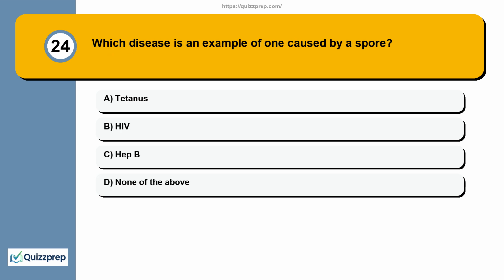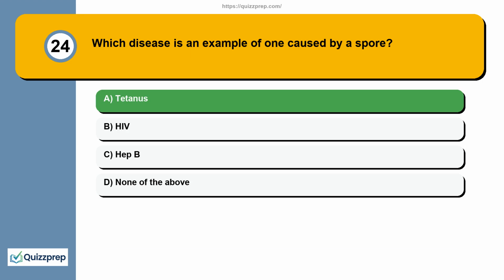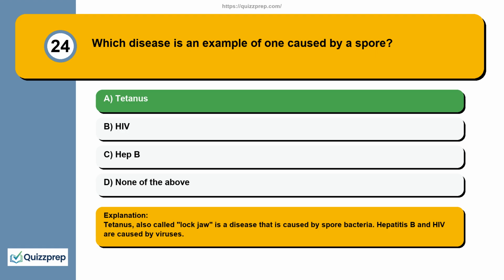Question 24. Which disease is an example of one caused by a spore? Tetanus, HIV, Hep B, none of the above. Tetanus, also called lockjaw, is a disease that is caused by spore bacteria. Hepatitis B and HIV are caused by viruses.